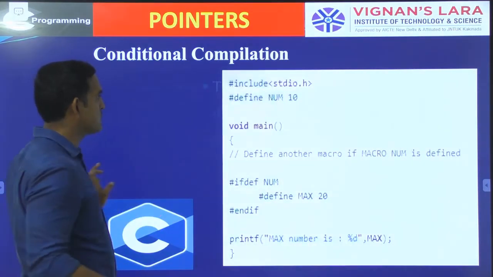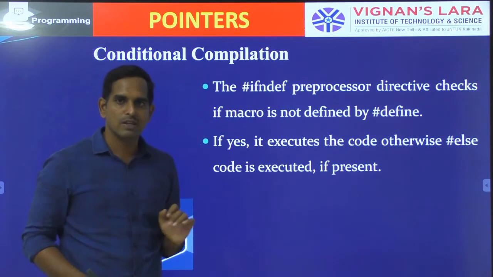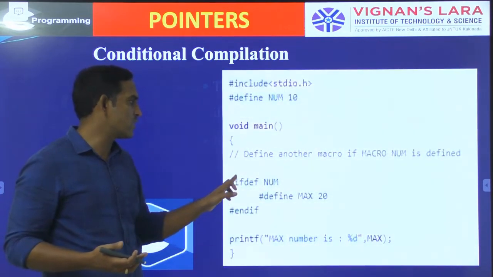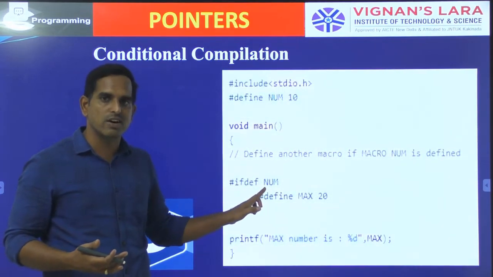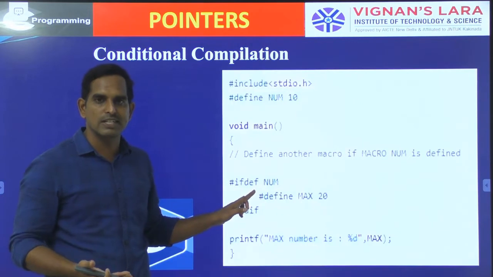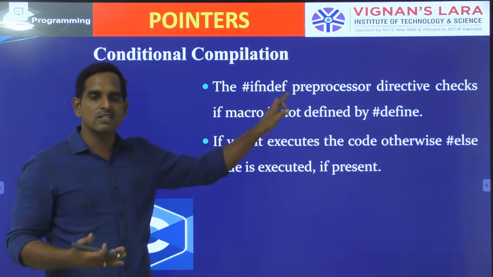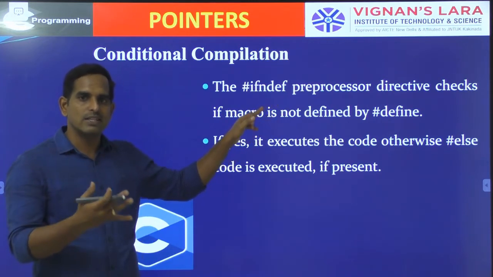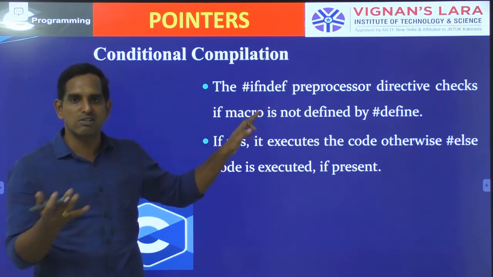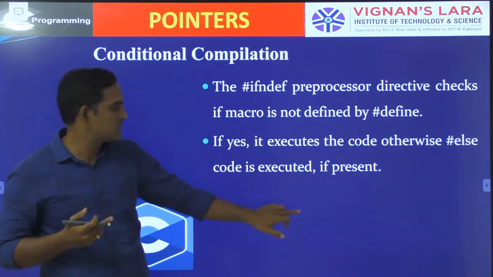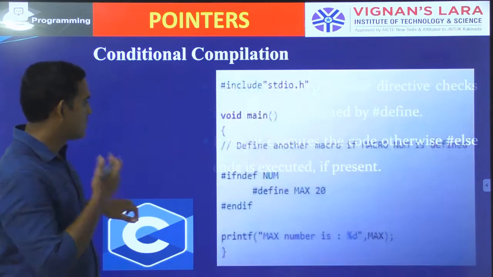So the opposite of this is ifndef, if there is no definition. In the previous case, you checked whether there is a definition or not; if there is a definition, that is true. The opposite is ifndef: if there is no definition, then that is true. Otherwise, it is false.